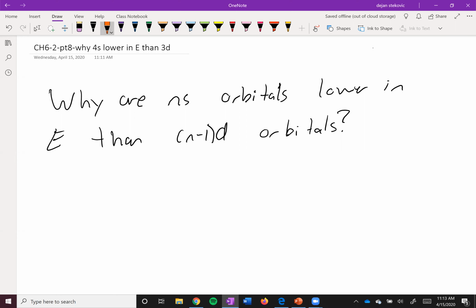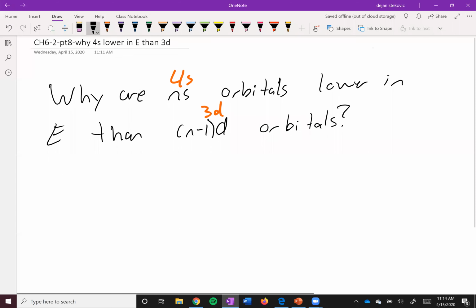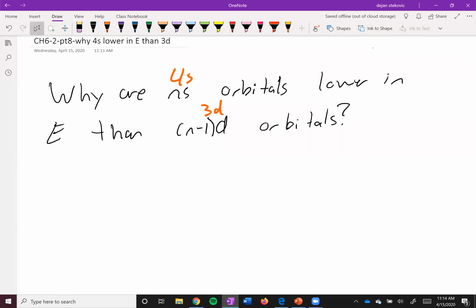So the question is, why are ns orbitals, for example 4s orbitals, lower in energy than n minus 1 d orbitals? So in this case, 3d orbitals, right? Why is this occurring? As n increases, shouldn't energy increase? So shouldn't 4s be above 3d? And experimentally, it's not. So we know it's not true.